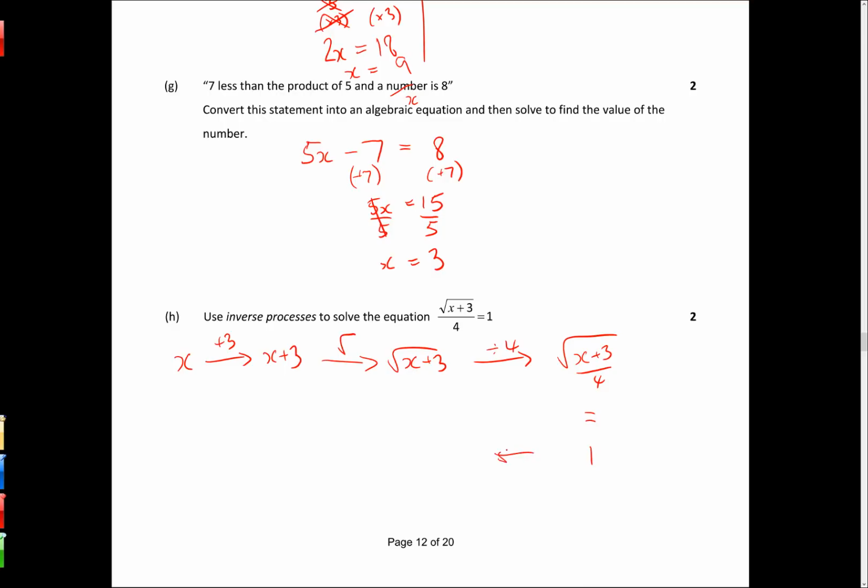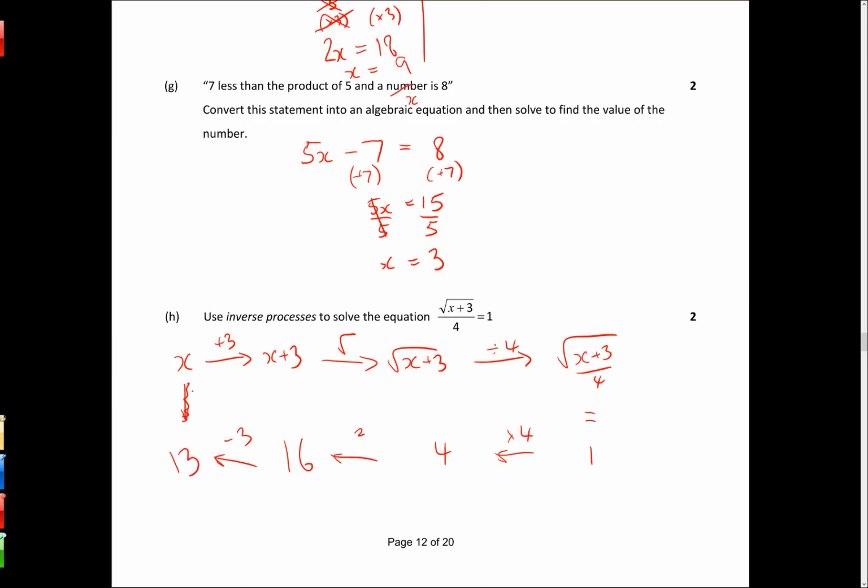So now we undo everything in this order the arrows are telling us. The opposite of divide by 4 is times by 4. 1 by 4 is 4. The opposite of square root is to square, and 4 squared is 16. And the opposite of this plus 3 is a minus 3. 16 minus 3, well, that's a 13. In other words, well, I don't need that arrow.